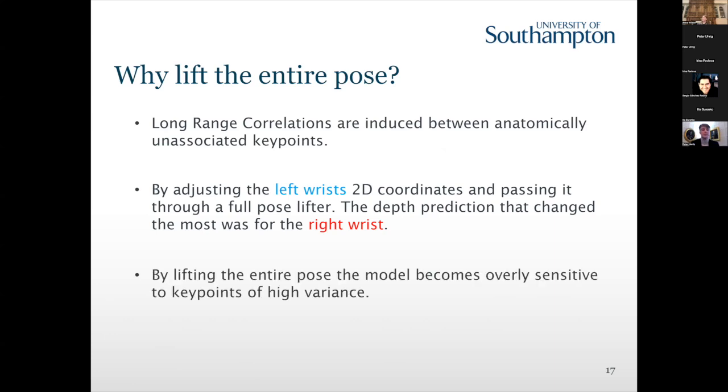And what you realize is that when you lift the entire pose, models become very sensitive to key points of high variance, like wrists and ankles, because deep learning is driven by variance in data. Wrists and ankles have the highest variance. These are going to drive what the model predicts the rest of the pose.